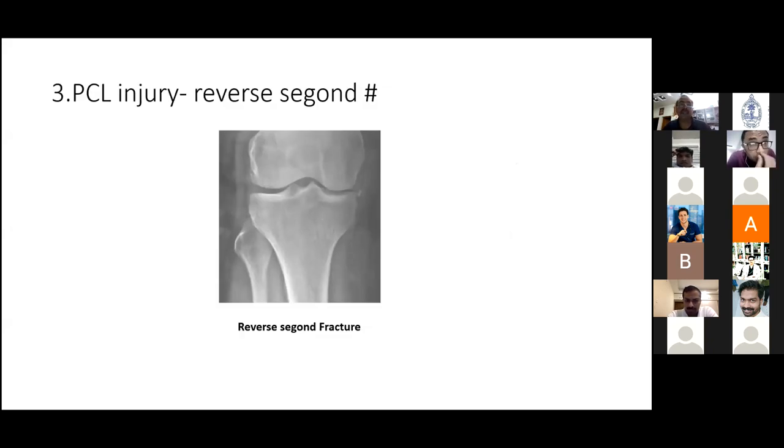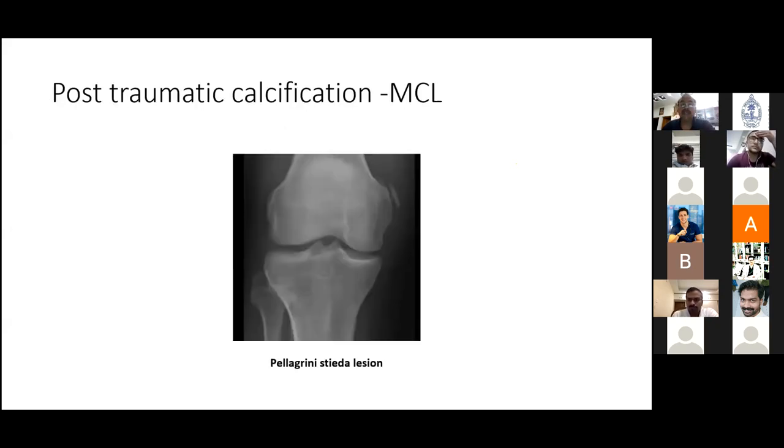What does a reverse Segond fracture suggest? You can see the similar thing happening on the medial side, right? That is seen in PCL injury. Same like your Segond fracture, a reverse Segond can happen. What is this Pellegrini-Stieda lesion? It's again seen in the ACL tear and post MCL avulsion of the tibial side. Maybe MCL avulsion of the tibial side.